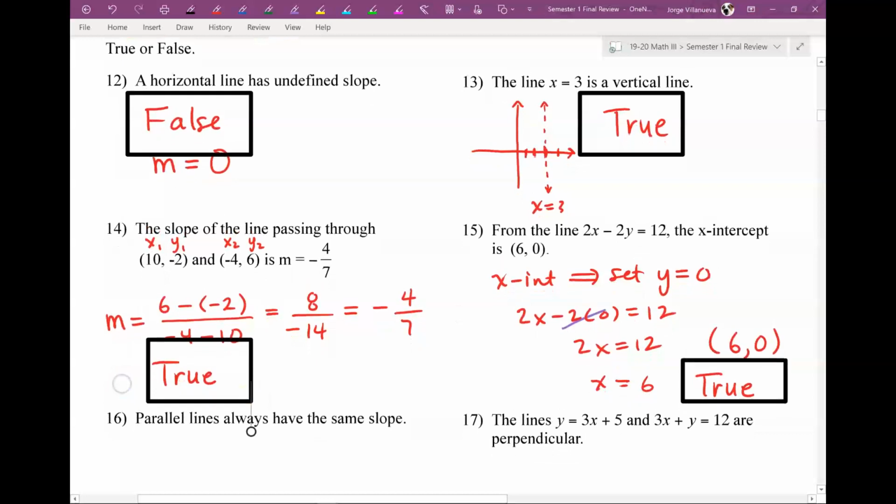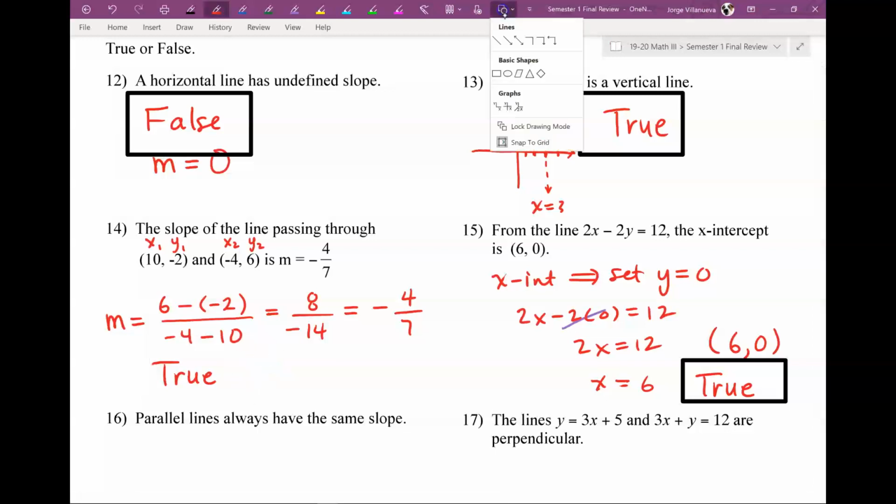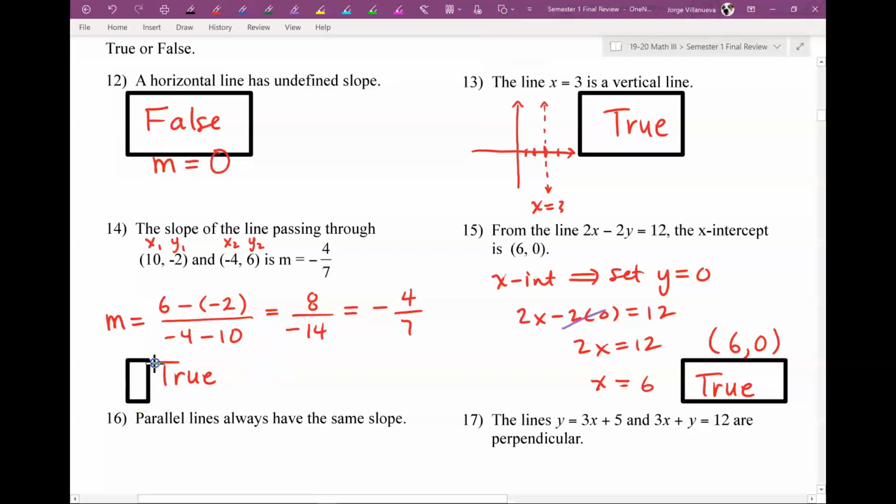Are we okay with 12 to 15? Any questions? All right, let me erase that box on that true because I made that one a little too big there.